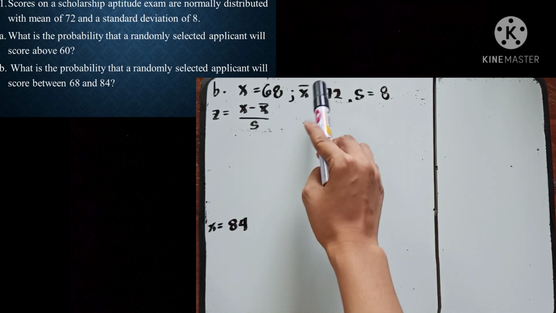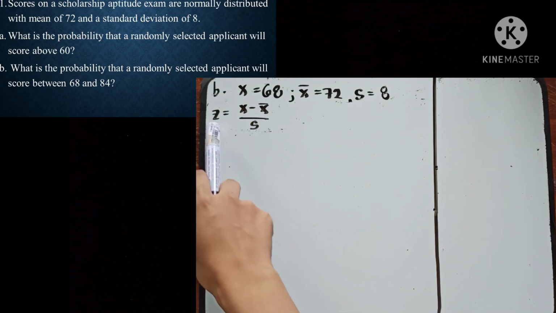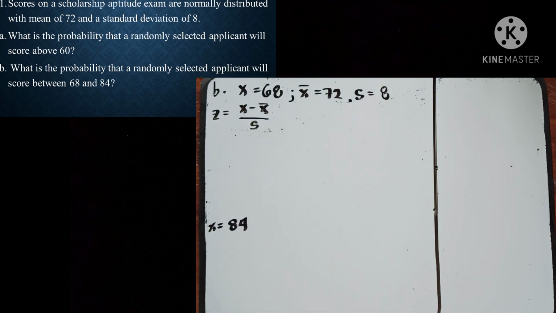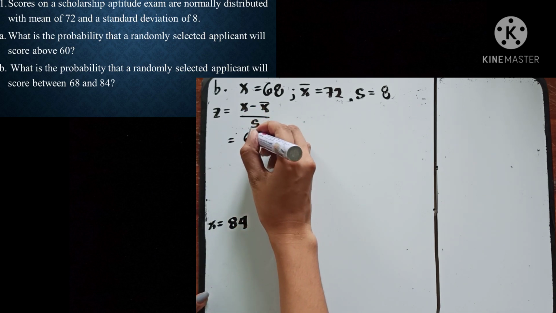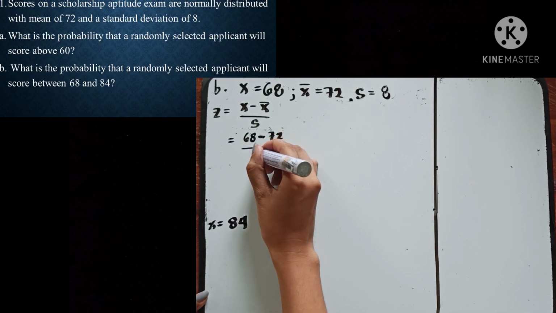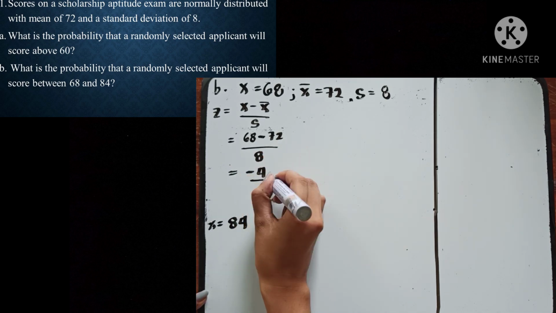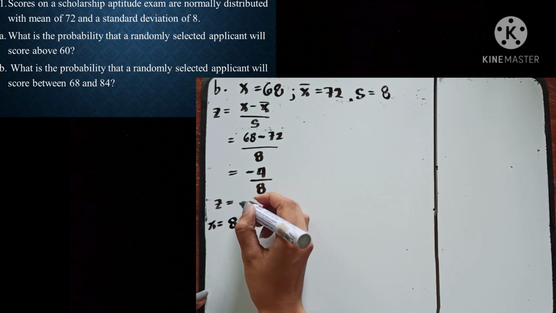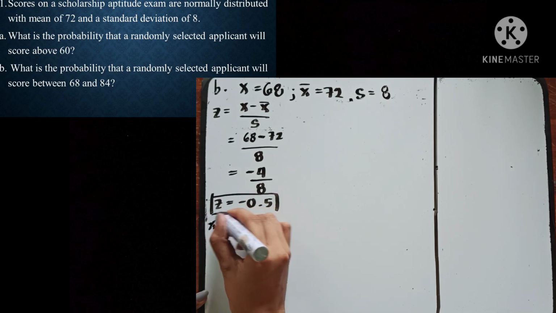Yung mean natin or sample mean ay 72 pa rin. Yung S natin or sample standard deviation ay 8 pa rin. Okay? So, to find Z or Z score or standard score, Z is equal to X minus mean over standard deviation. So, just substitute the value of your X, mean, and SD. Okay? So, that is equal to X natin ay 68 minus 72, ang value ni mean, over S natin which is 8, and that is equal to 68 minus 72, so that is negative 4 over 8 or negative 0.5. Okay, so yung Z natin is negative 0.5.